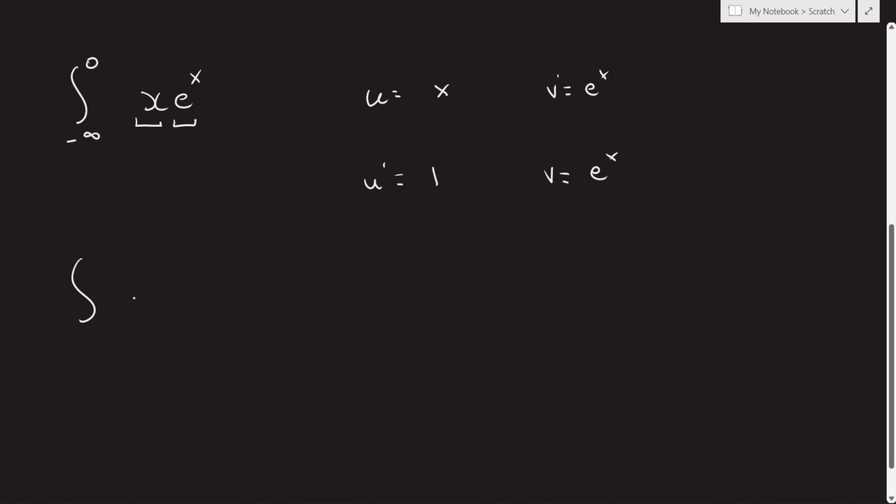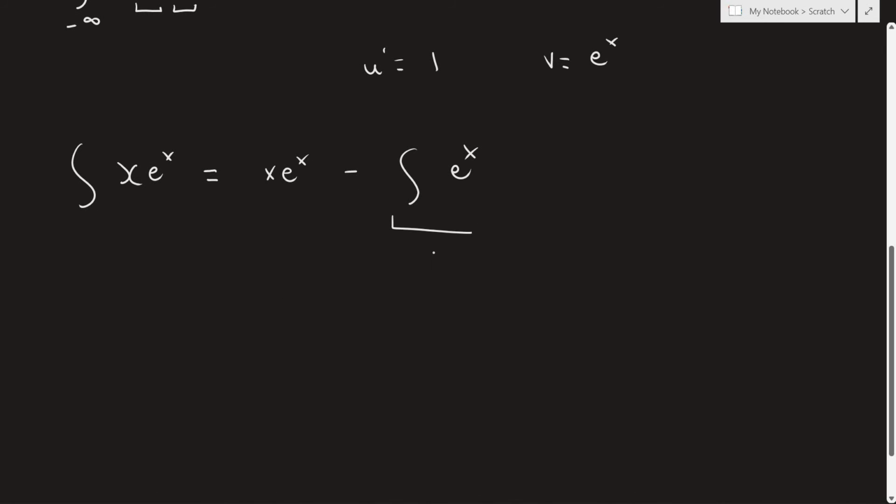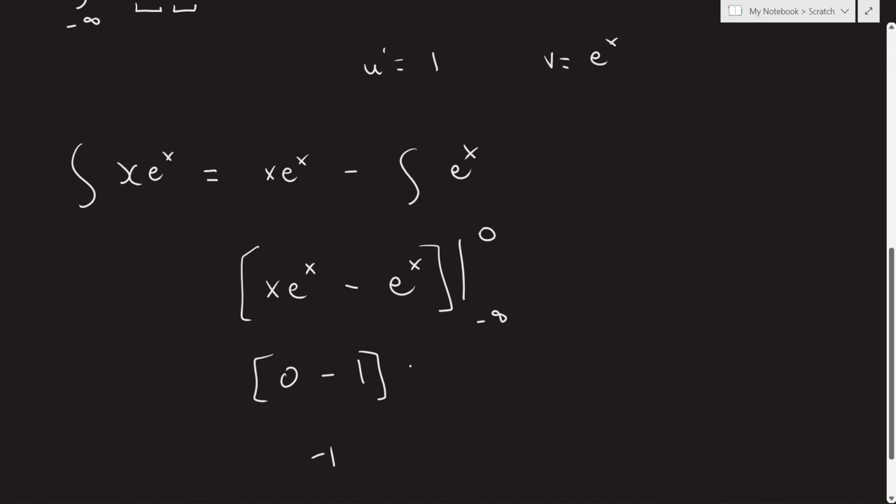Okay, so the question first, u v prime, which is x e power x, is equal to uv, which is x e^x, minus the integration of 1 times e^x, which is e^x. And the integration of e^x is simply also e^x, so x e^x minus e^x. And now we apply negative infinity to 0. So, first of all, 0 will give you 0, minus e power 0 is 1. So, this will give you negative 1.